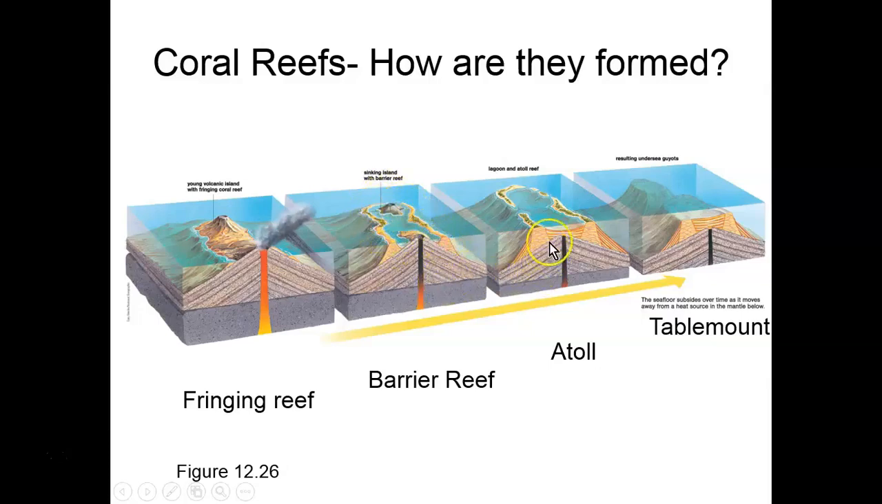As the island sinks farther down, it's no longer visible, and instead all that you have is the reef that's around it. Now that reef is what we call an atoll. So we have atolls that people actually live on, and for example, Midway Atoll is an example of that. And then as it continues to sink down, eventually the coral reef gets eroded as well, and we end up with just a table mount under the water.